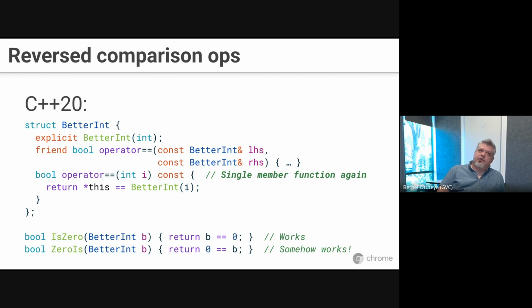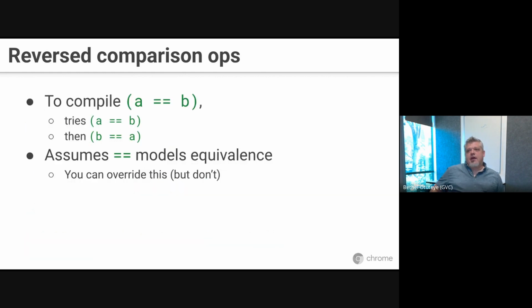Well, the way this works in C++20 is that for certain kinds of operations, the compiler will first try at the call site, doing it in the order that you specified, and then the compiler will try reversing it and doing it in the opposite order from what you specified. Now, intuitively, this makes sense to us because we know that checking for equality is a commutative operation. Like equality of A equals B is the same as B equals A.